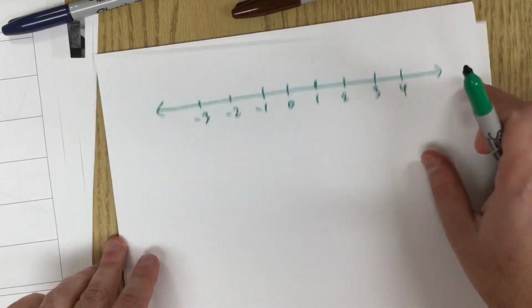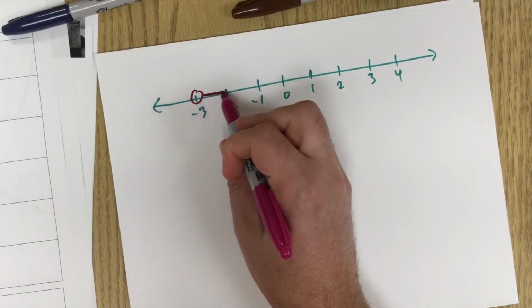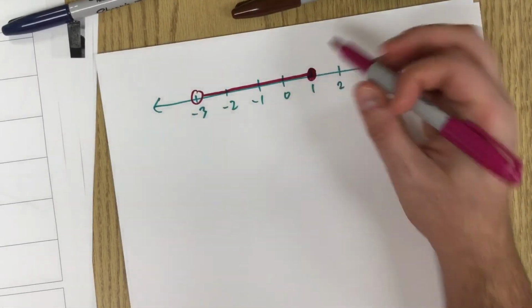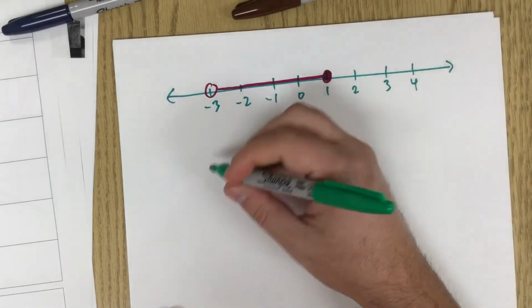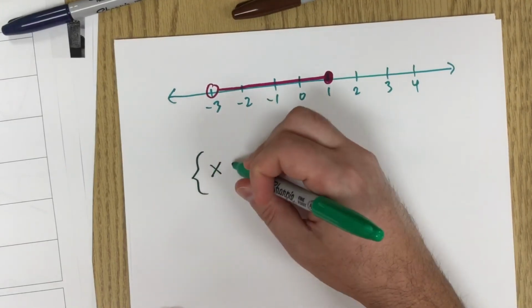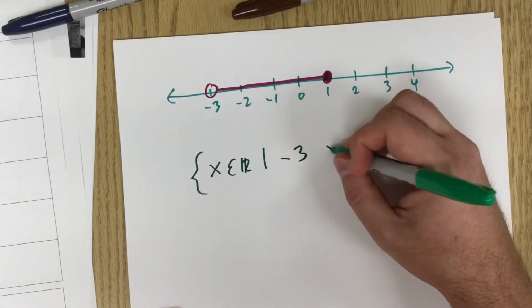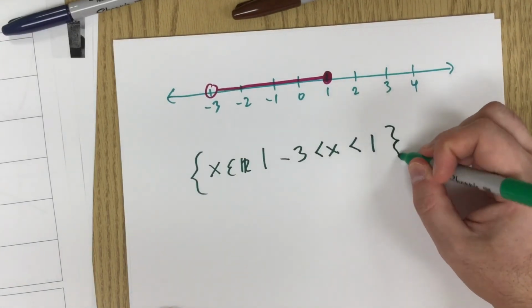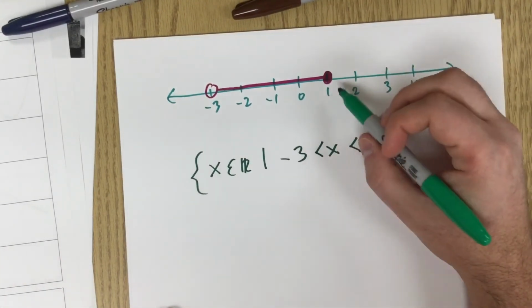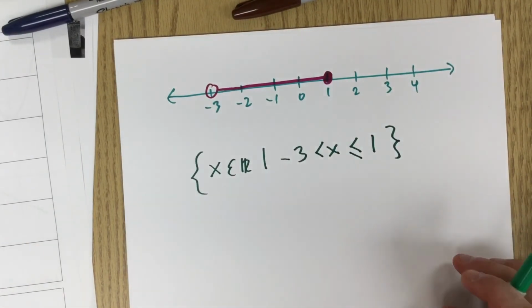And sometimes you can have things like that over there. And so that would be curly bracket, x is an element of real numbers such that it's between -3 and 1. But because that's a closed dot, what that tells us is that x could actually also be 1. So -3 is less than x, which is less than or equal to 1.